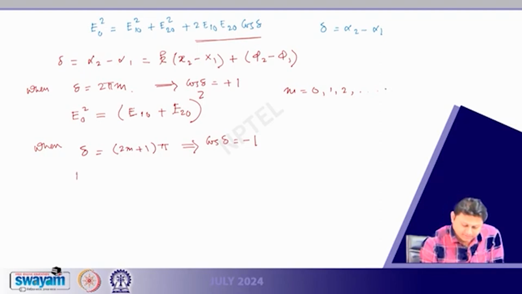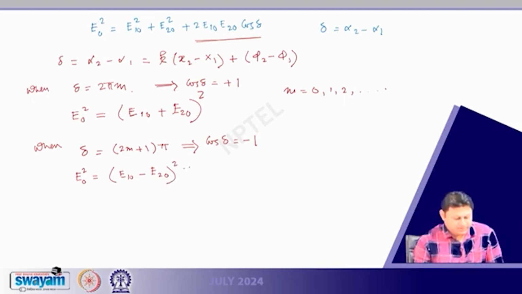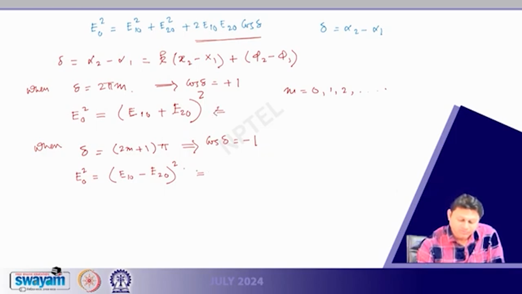So what happened in that case, E0 square, that is the resultant amplitude, will simply become (E10 minus E20) square of that. So that means based on the value of the relative phase, when two waves interfere or are superimposed, they sometimes can get a higher value, which is this one, and can also sometimes get a lower value given by this. These two values differ because of the value of the delta. Based on the value of the delta, we can have this.